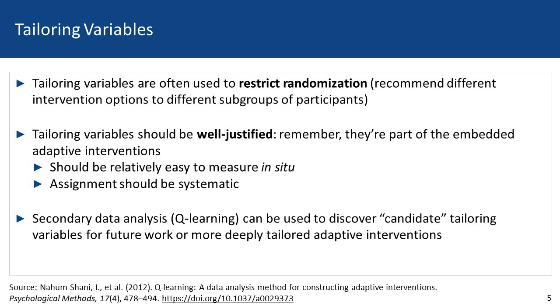Secondary data analysis in a SMART, specifically a method called Q-learning, can be used to discover candidate tailoring variables for future work or to more deeply tailor your adaptive interventions. And so if you're unsure about whether or not a tailoring variable is a good one, it's not necessary to include one in your SMART. You can discover a tailoring variable later.